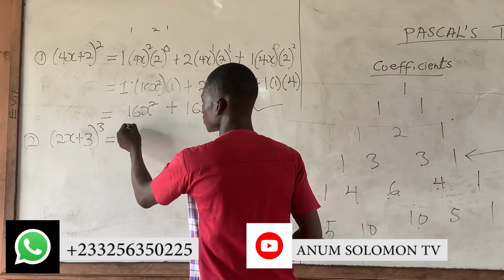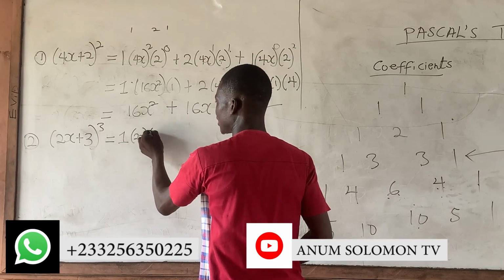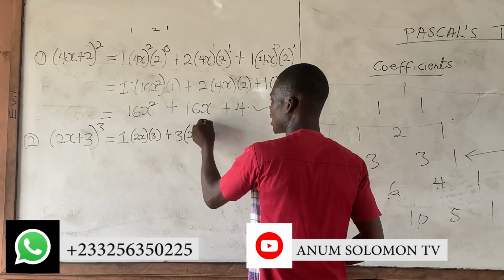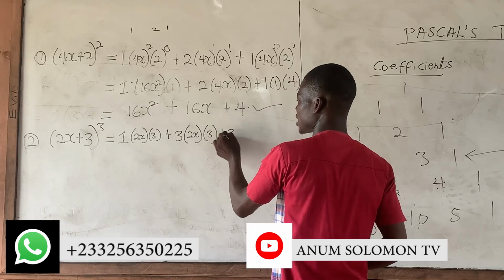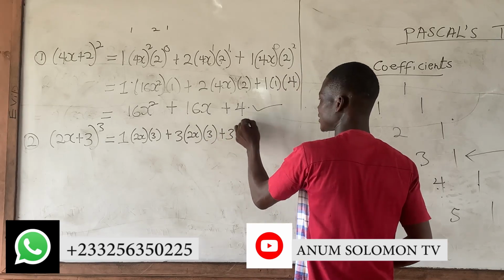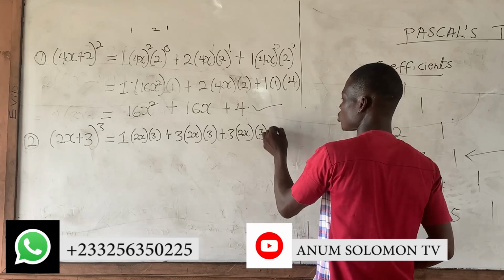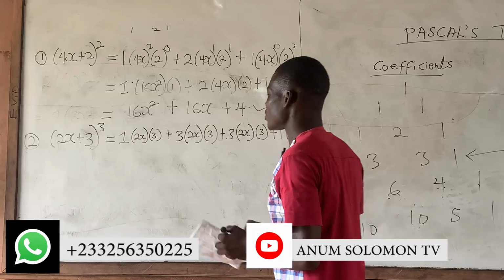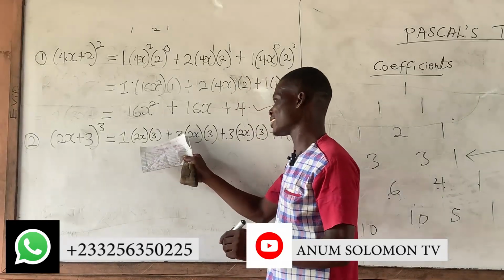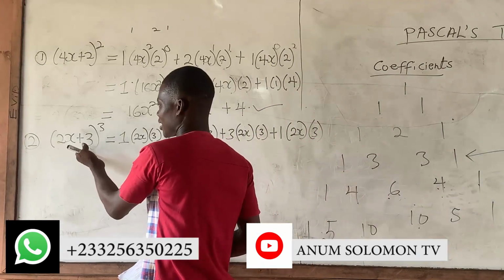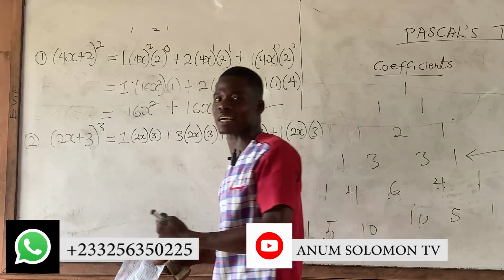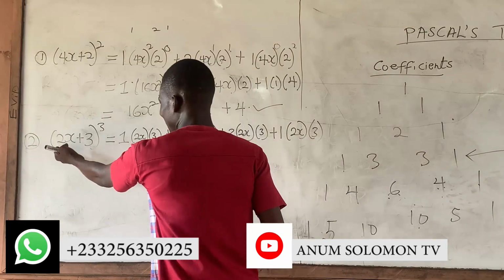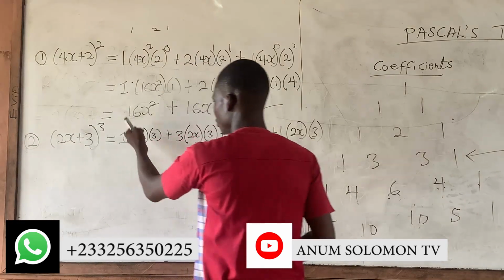So let's introduce the terms 2x and 3. The second coefficient is 3: 2x and 3. The third coefficient is 3: 2x and 3. The last coefficient is 1: 2x and 3. The reason why I'm writing 2x and this 3 is that it's 2x and 3 which we are coming to expand with the power of 3. So it's 2x and 3 in the bracket.